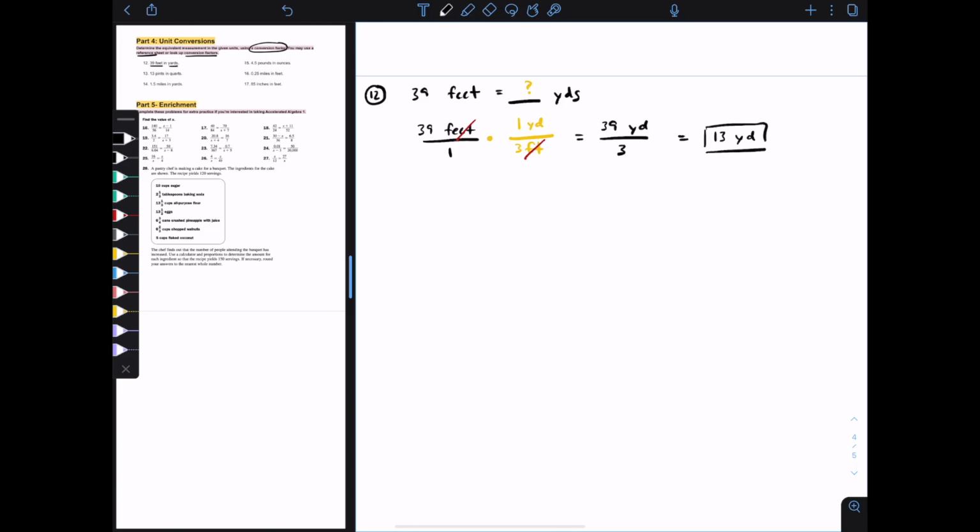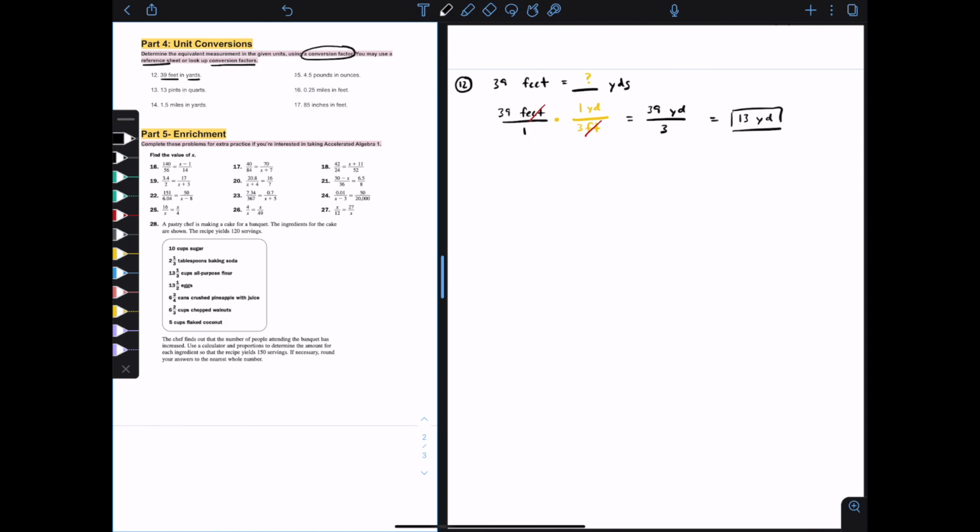So it's going to be 13 yards for number 12. Okay, that's if we have 39 feet, that would equal 13 yards. Okay, that's number 12. Let's look at number 13.